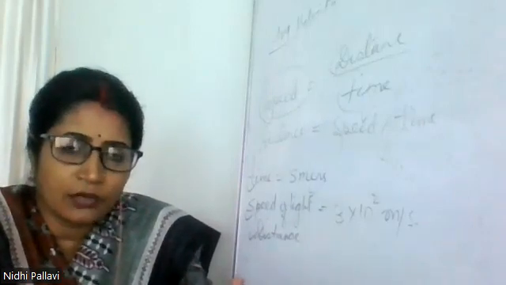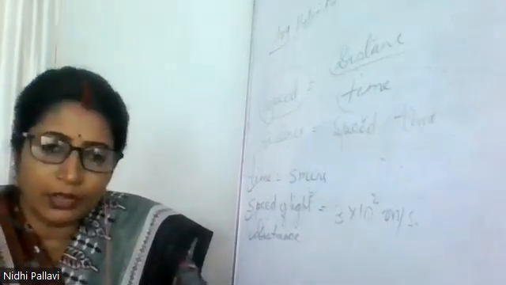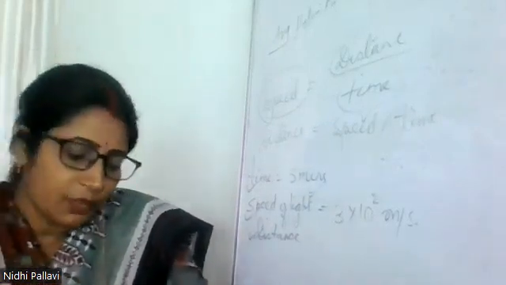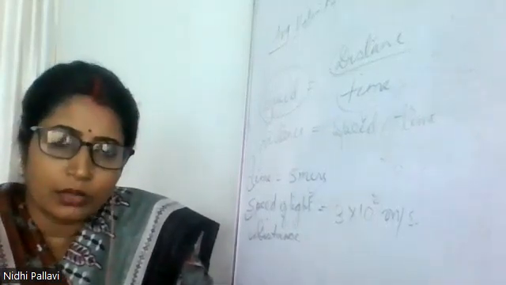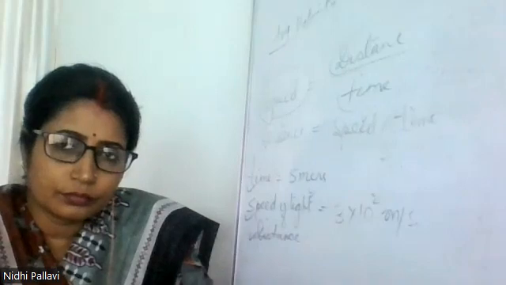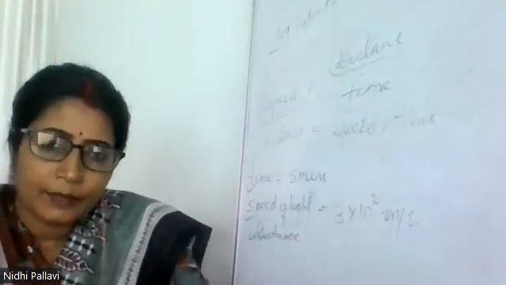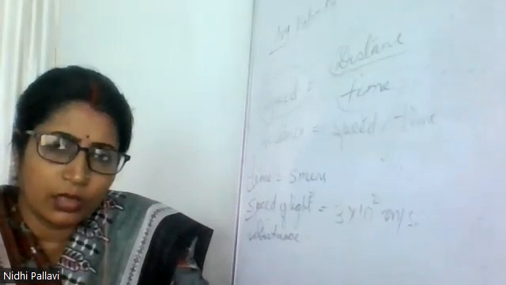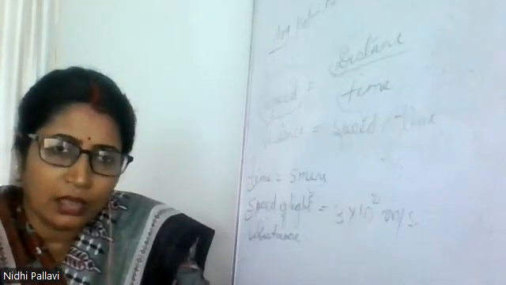So in the question, what is given? The initial point and the end point are given. The initial reading was 2000 kilometer, and the final reading when the trip ended was 2400 kilometer. So what is the total distance covered by the car? Ma'am, 4400. 400 only. 2000 was the initial reading and 2400 was the final reading.